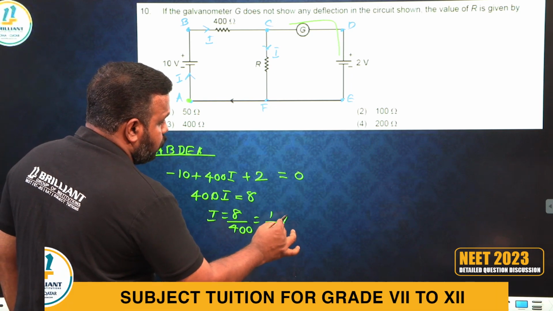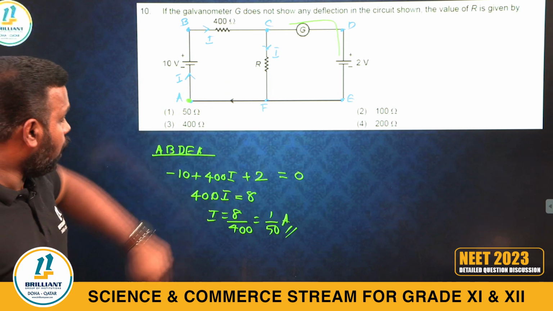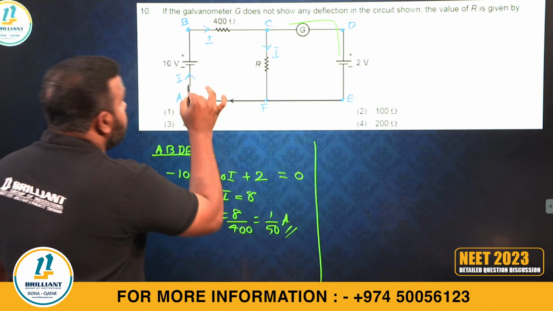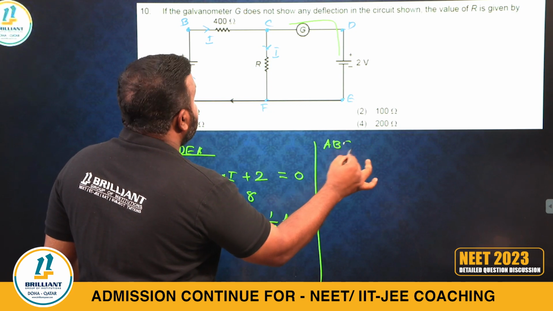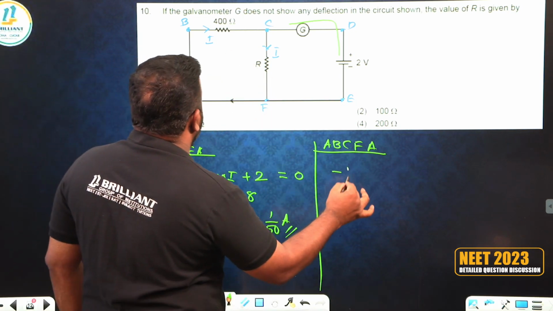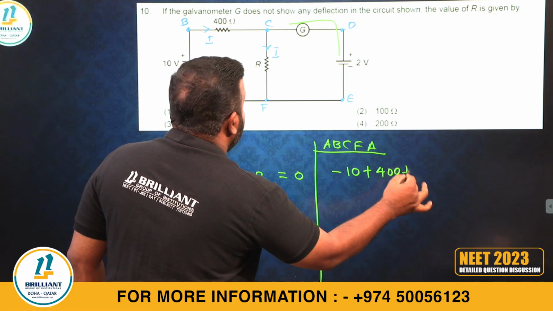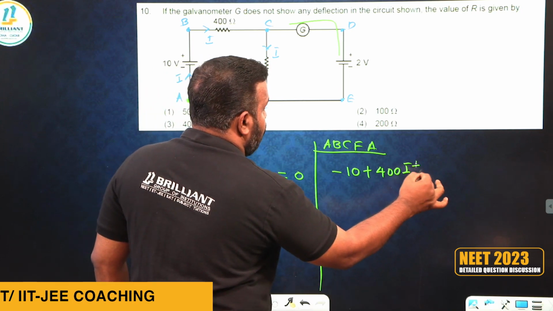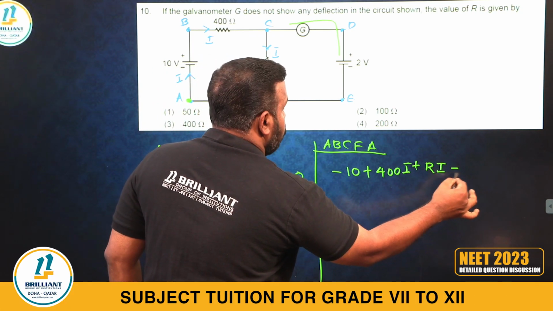1 by 50 ampere is the current. Okay, but they're not asking the current, they're asking the value of R. Now, let us take the other loop, this loop, A, B, C, F, A. Again, we can apply the rule. We get minus 10 plus 400I, plus I into R, is equal to what?